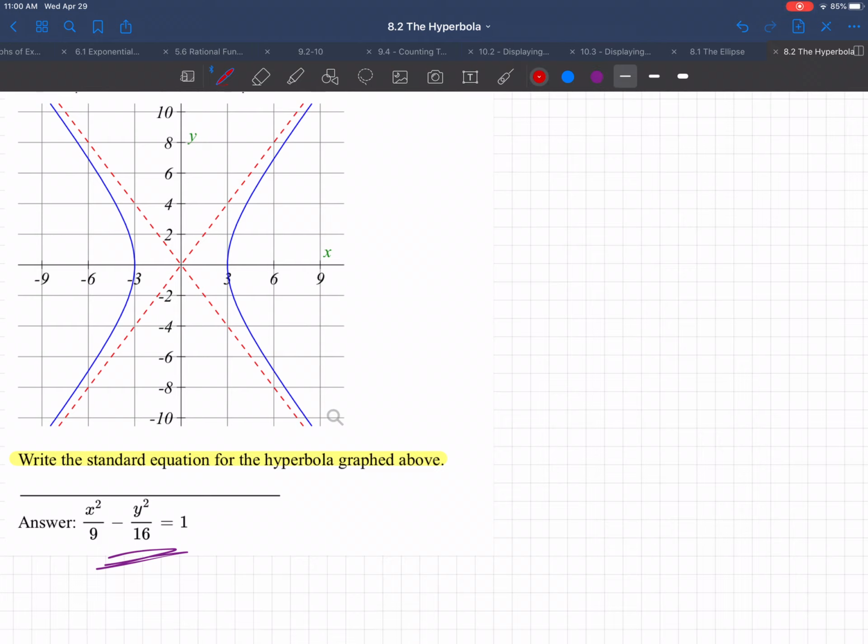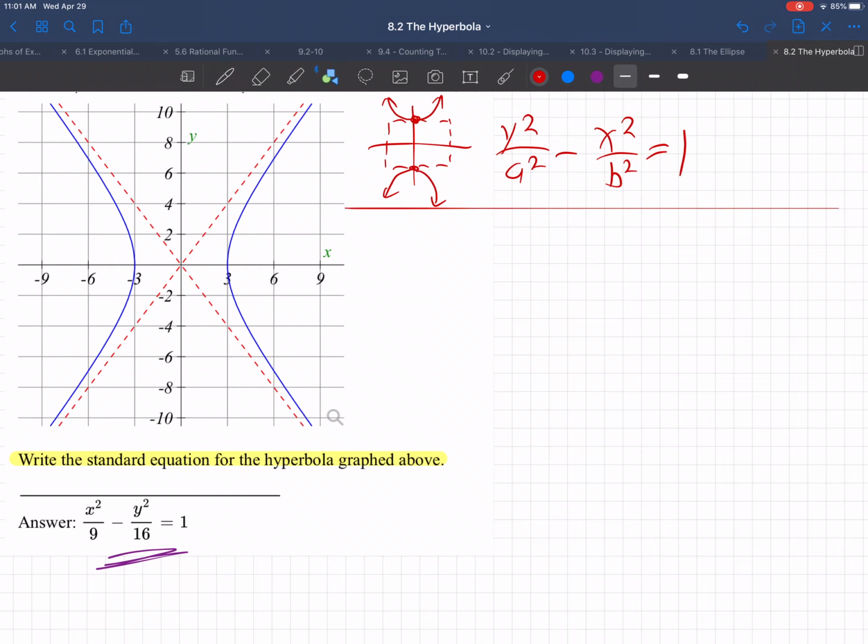Well, first thing we have to realize is if you have a hyperbola with the branches going up and down, that always means y squared is in the front. Whatever letter's in the front, that tells you the direction. So that's what that would mean.